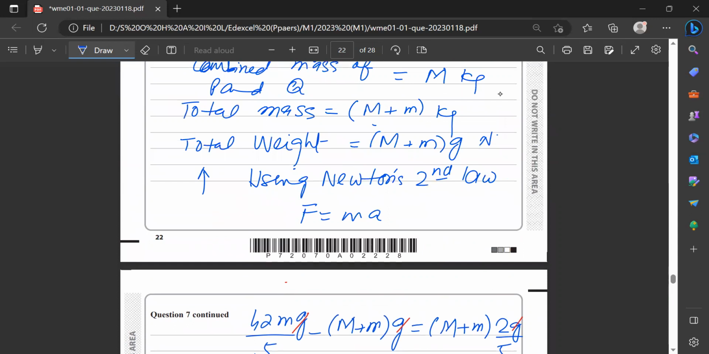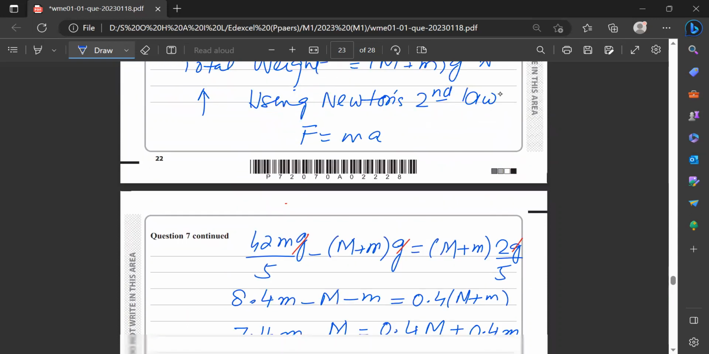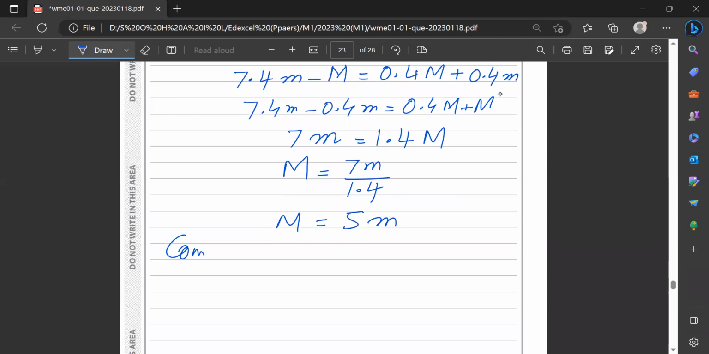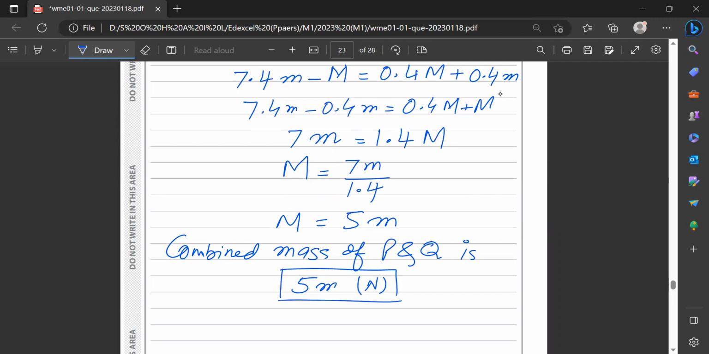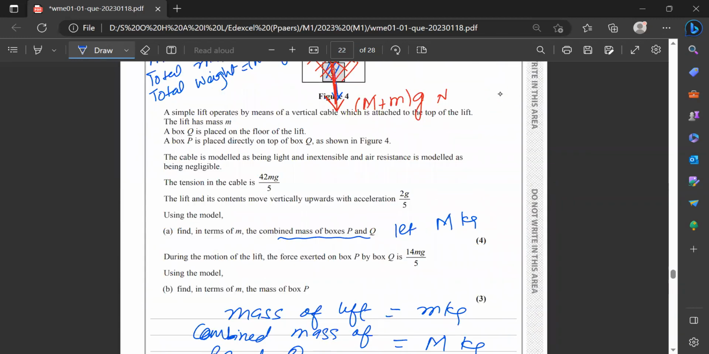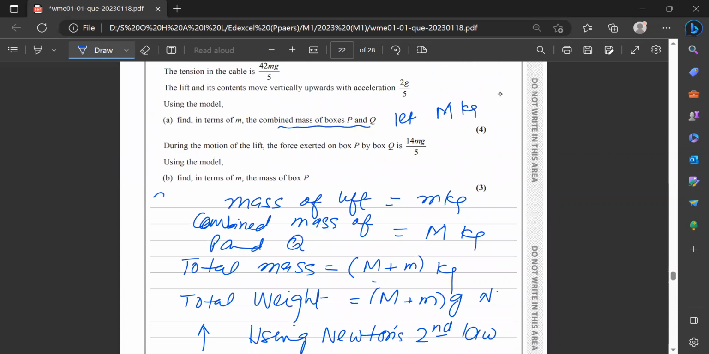So the question was: find the combined mass of P and Q. So I can write the combined mass of P and Q is 5m. So 5m is the combined mass. So this is the answer to part A of this question.